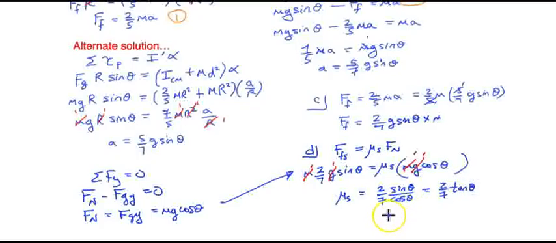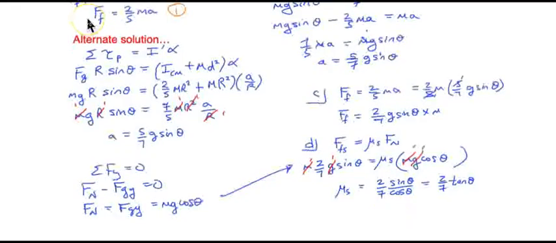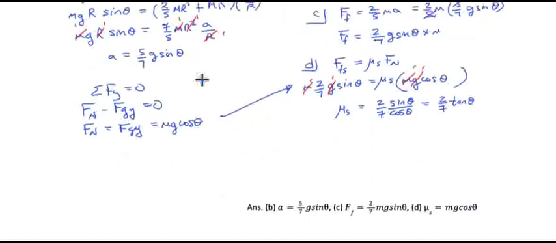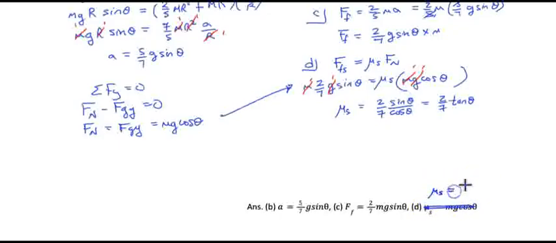Okay, that's part D. And I was just looking through my answer key here down below, and I actually realized I have a typo here. This is incorrect in here. It is not that answer. Mu sub s is, as I've derived it here, 2/7 tan theta. Okay, hope you understood all this. All right, if you have any questions, see me in class.